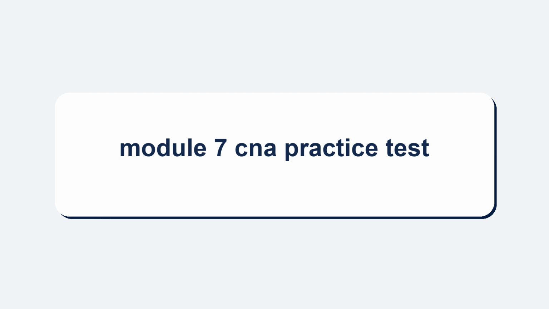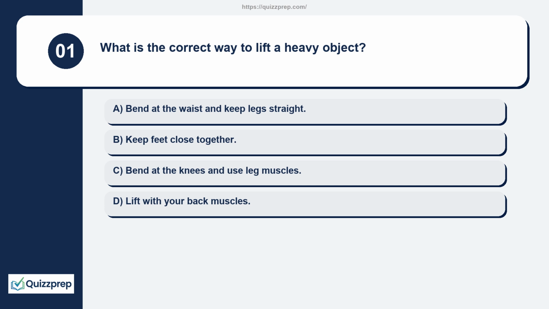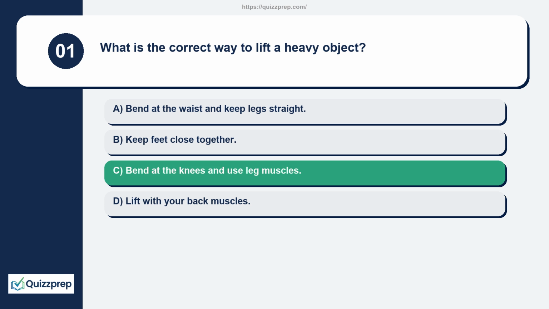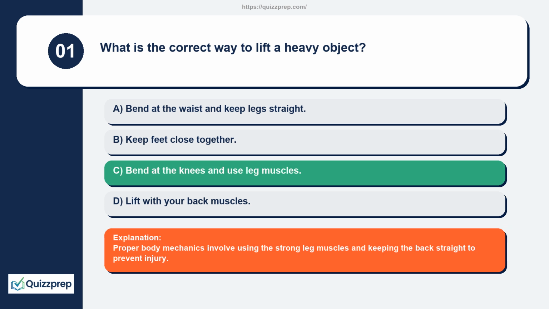Module 7 CNA Practice Test. Question 1. What is the correct way to lift a heavy object? Bend at the waist and keep legs straight. Keep feet close together. Bend at the knees and use leg muscles. Lift with your back muscles. Proper body mechanics involve using the strong leg muscles and keeping the back straight to prevent injury.